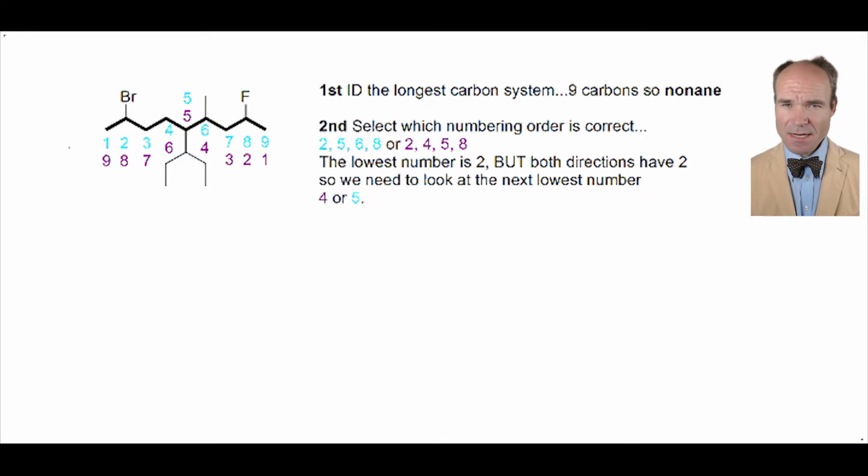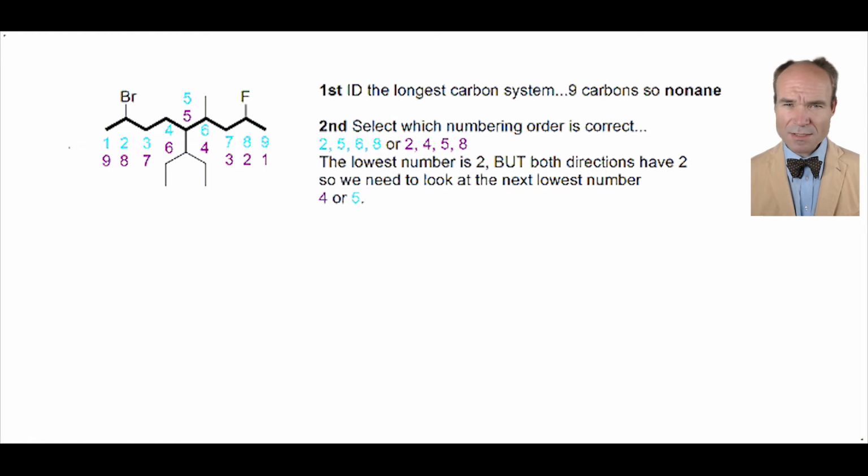Next, we need to number the positions at which the functional groups are attached to the main chain. We can go from left to right or from right to left. From left to right, the positions are 2, 5, 6, and 8. And right to left, the positions are 2, 4, 5, and 8.